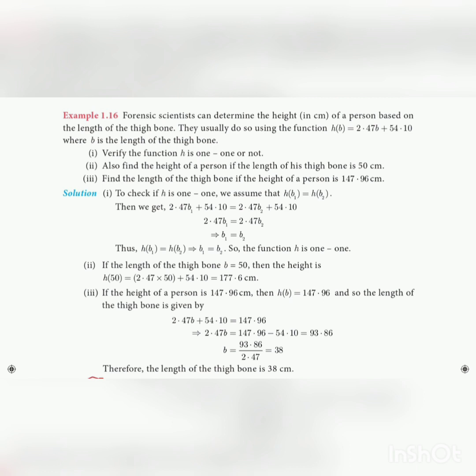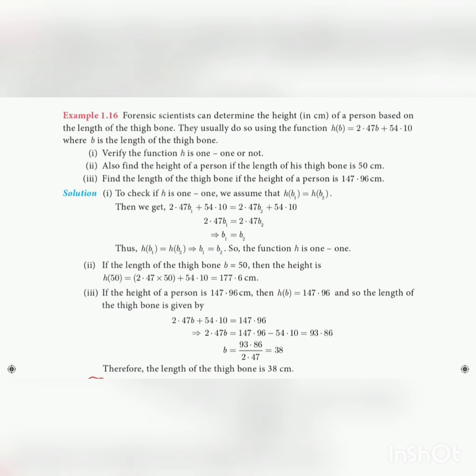Next, the second subdivision is, we have to find the height, and the given quantity is the thigh bone, which is 50 centimeters. B is given, H is going to be calculated. So H of 50 equal to, instead of B, we write 50. So the answer here is 177.6 centimeters. So for a man with a thigh bone quantity of 50, the corresponding height of the person is 177.6 centimeters.